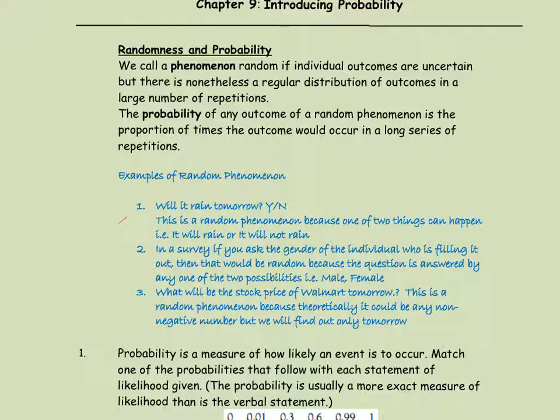The second one is when you send out a survey and you ask the individual to fill out the gender. You don't know who's filling out the form, so it could be one of the two possibilities, male or female. So that would be, again, a random phenomena, noting down the gender of the individual who sends out the survey.